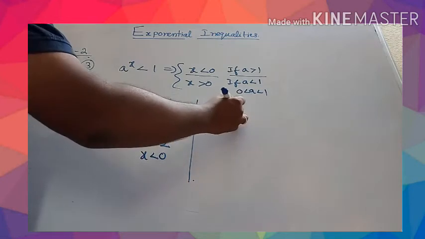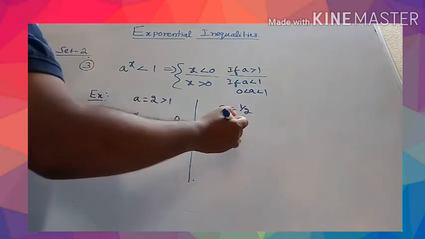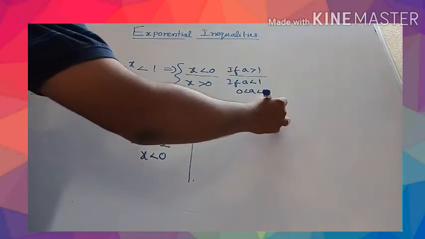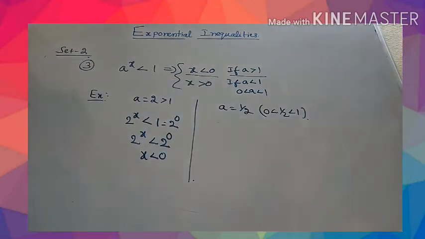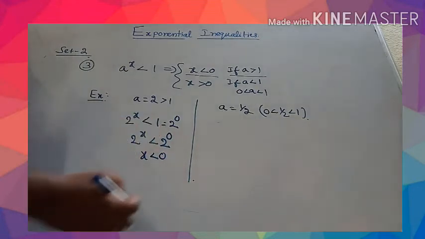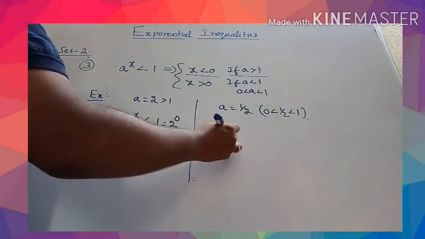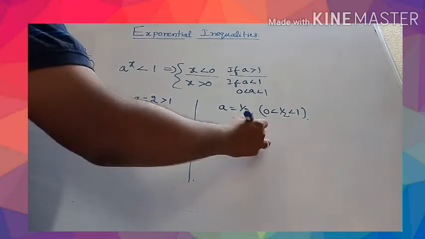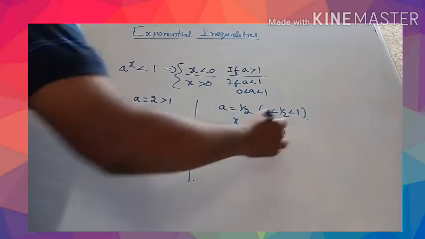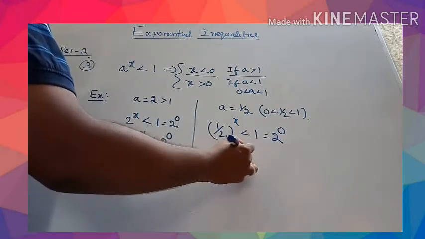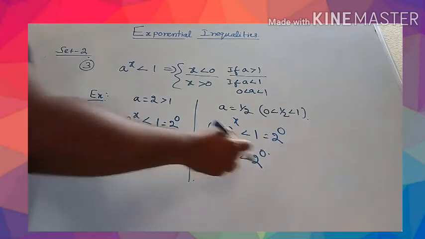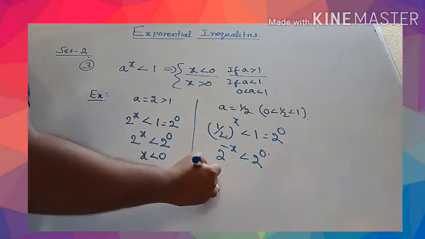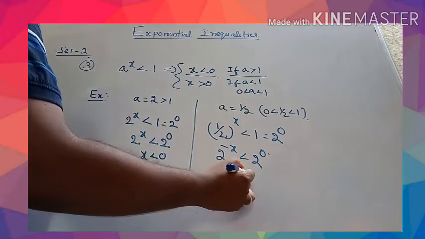Let us take a equal to 1/2, for our understanding purpose, which lies between 0 and 1: 0 less than 1/2 less than 1. Once you take it like this, (1/2)^x is less than 1, which is 2^0. Now this is 2^(-x) less than 2^0. Since the base 2 is greater than 1, we will have -x less than 0.